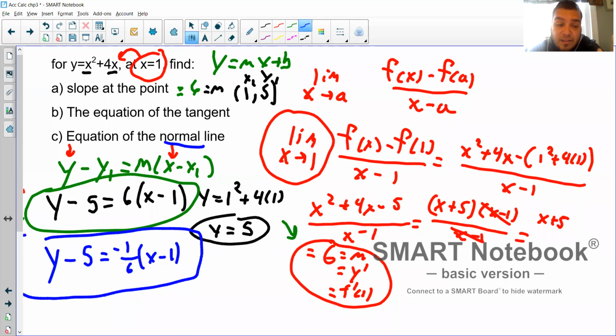And this is why I highly suggest keeping it in point slope form. Because if you put it in y equals mx plus b form, we have to find the new b. That's more work. Don't waste time. Use it in point slope form, okay? Does anyone have any questions on these questions?